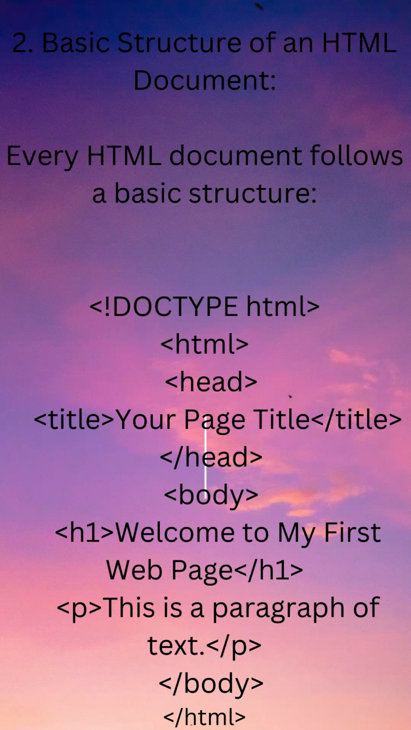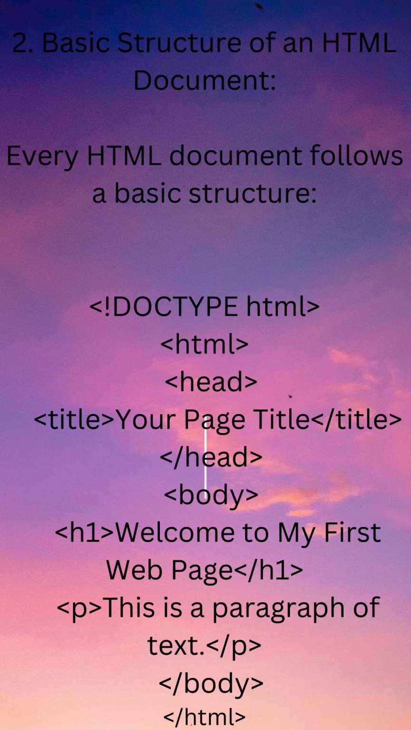Every HTML document follows a basic structure as shown here. I will explain the tags one by one. First is the doctype HTML tag. This declaration tells the browser that the document is an HTML5 document. HTML tag: the root element that wraps the entire HTML content. Head tag: contains meta information about the document such as the page title.